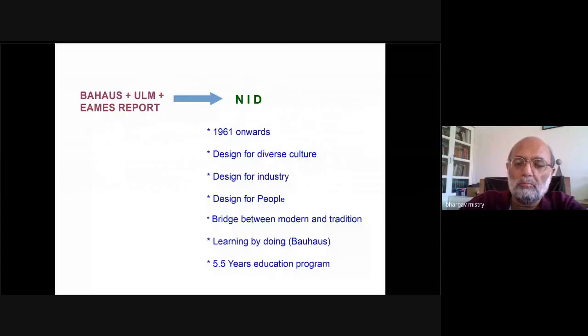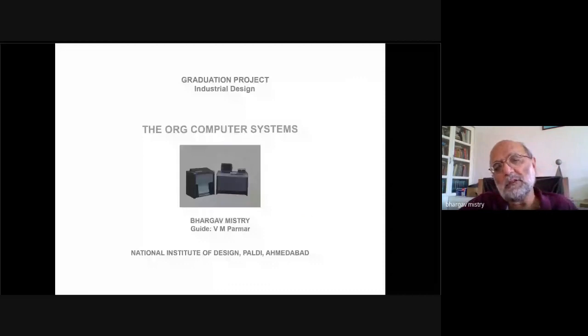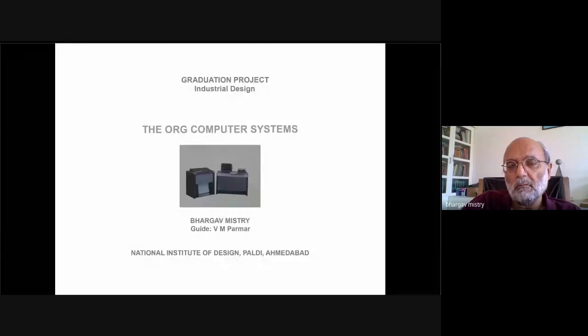Now I will come to the next one, which will take you into a brief run through the graduation project which I did with NID. I did it for a company called ORG Systems, and the project was to design their primary computer system. This was in the year 1980.